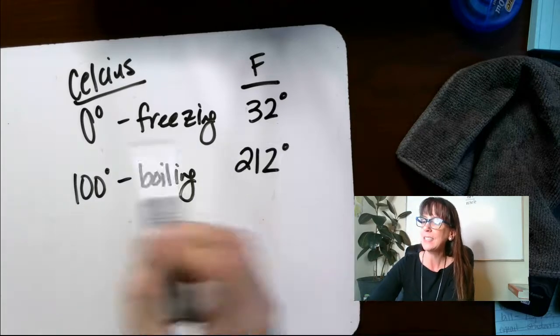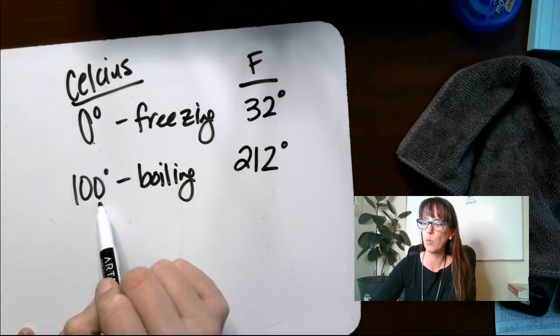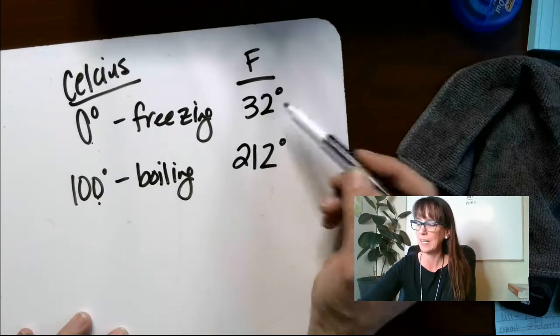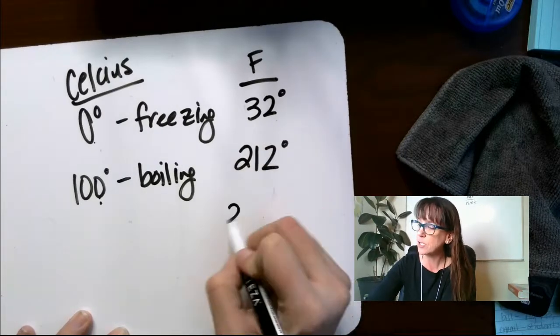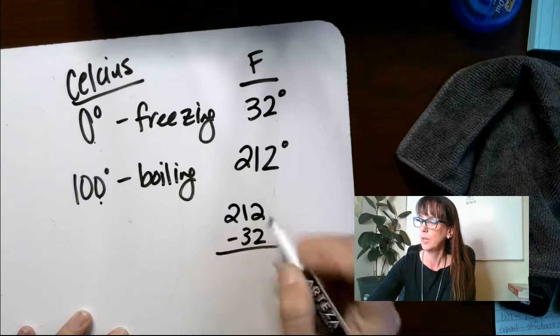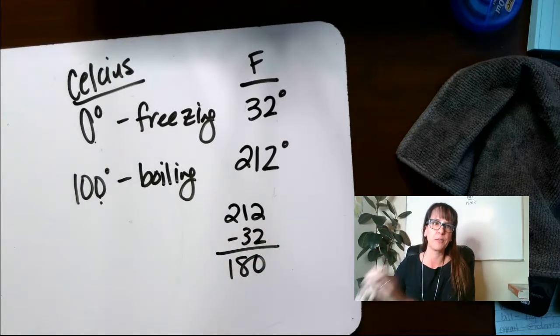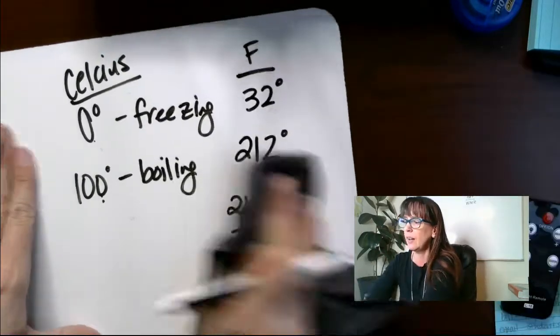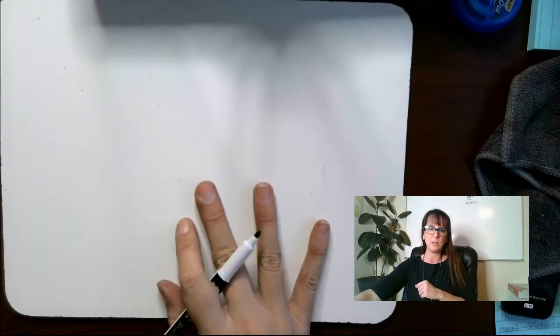Okay, so guys, the difference between 0 and 100 in Celsius is the difference of 180 degrees here, because if I took 212 and I minus 32, I would get 180 degrees. So the difference would be 180 on that scale. So that's just one you should know. Guys, all the stuff that I've written down, you need to write down.